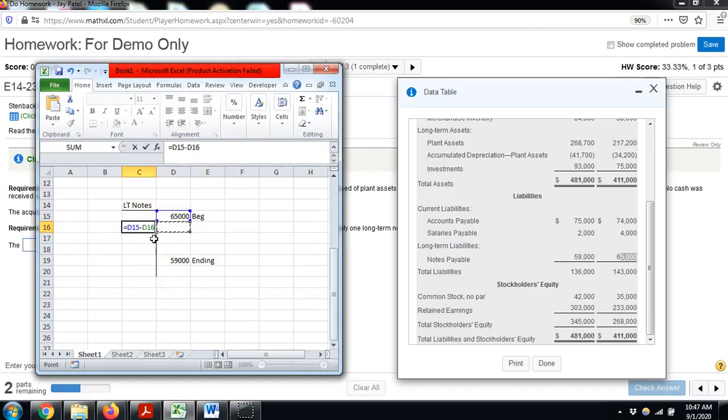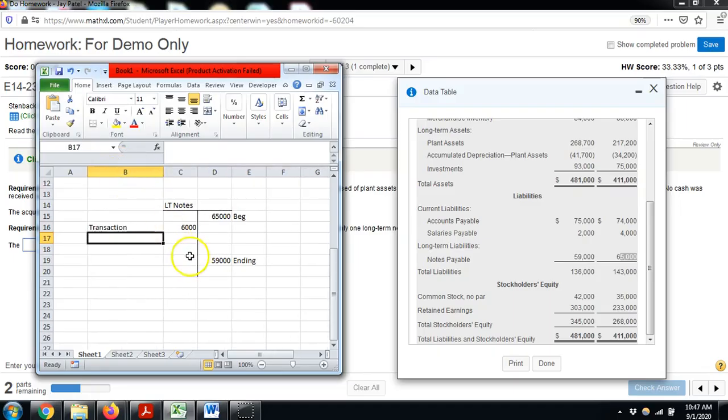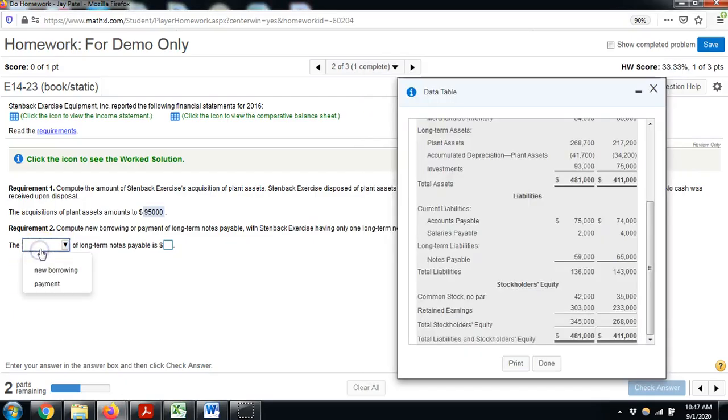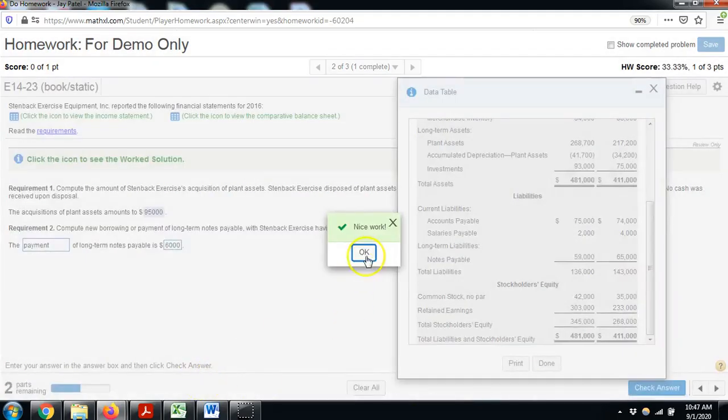And so if we just take the difference, say transaction. So it's a payment. Some payment happened on this long-term note of $6,000. So we have a payment of long-term notes payable of $6,000. Okay.